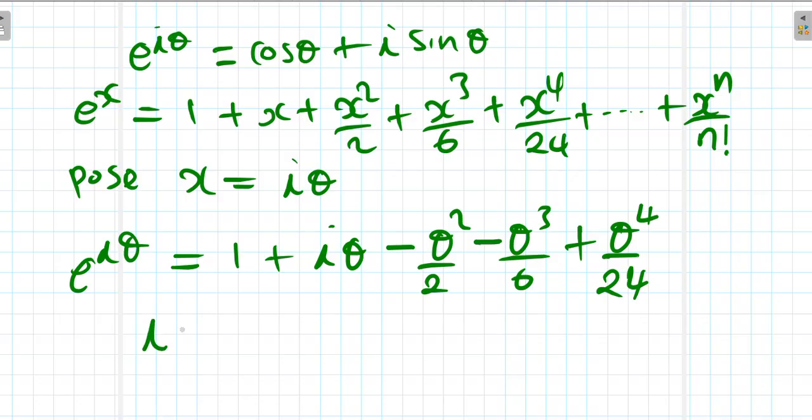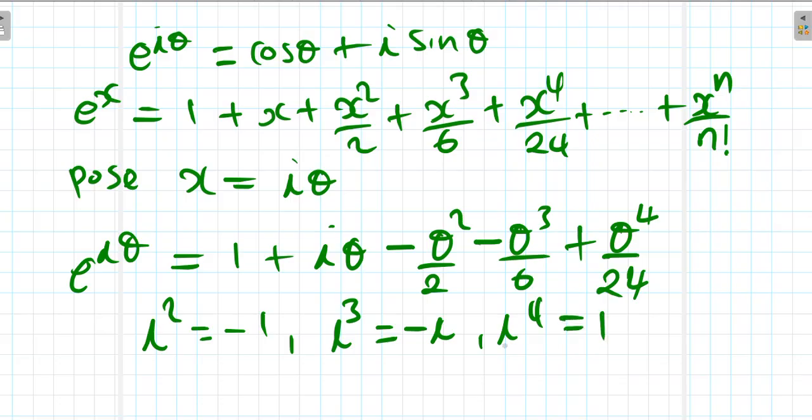We know that i squared is equal to negative 1, i to the power 3 is equal to negative i, and i to the power 4 is equal to 1, respectively. So if x is equal to i theta, and we raise i theta to the power 2, 3, 4 in that order, this continues going on until you have i theta to the power n over n factorial.